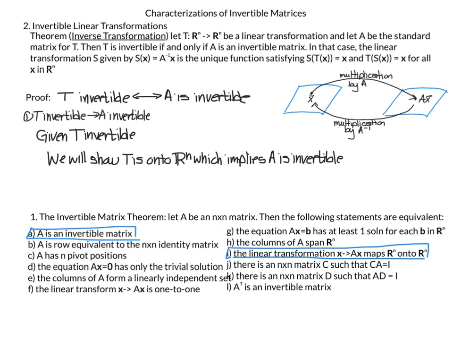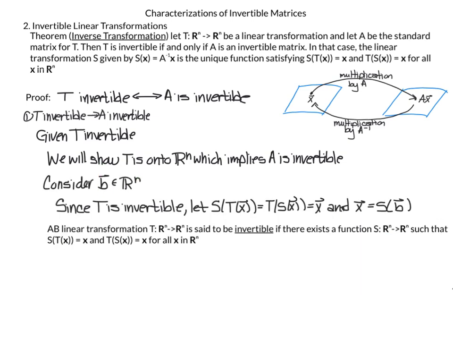So we're given T is invertible. We want to show T is onto Rn, which will then imply that A is invertible. And here we're using the invertible matrix theorem. I said we were going to leave it aside, but I guess I lied. Anyway, so again, if we can show that the linear transformation is onto, then by the invertible matrix theorem, that means A is invertible. So we're going to start with b in Rn, and we want to show T is onto.